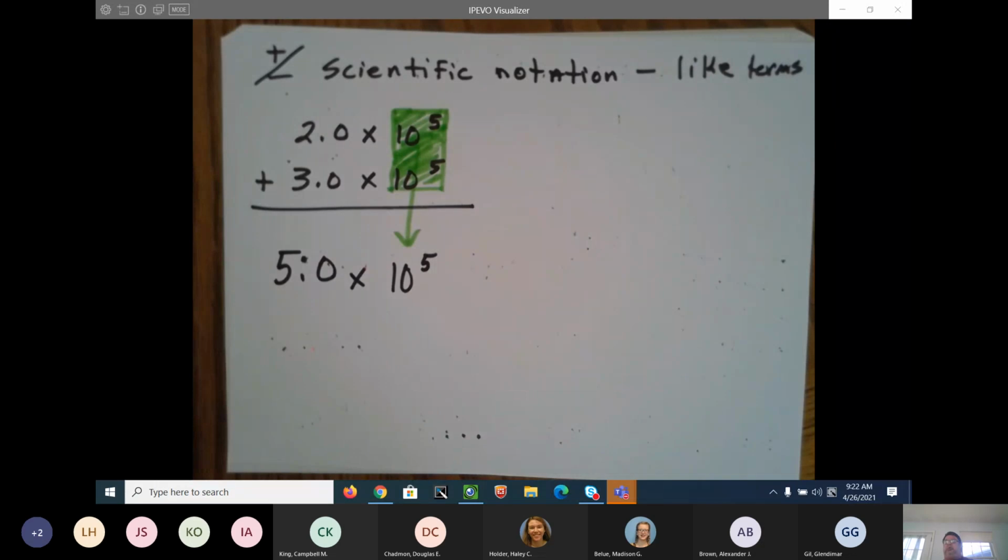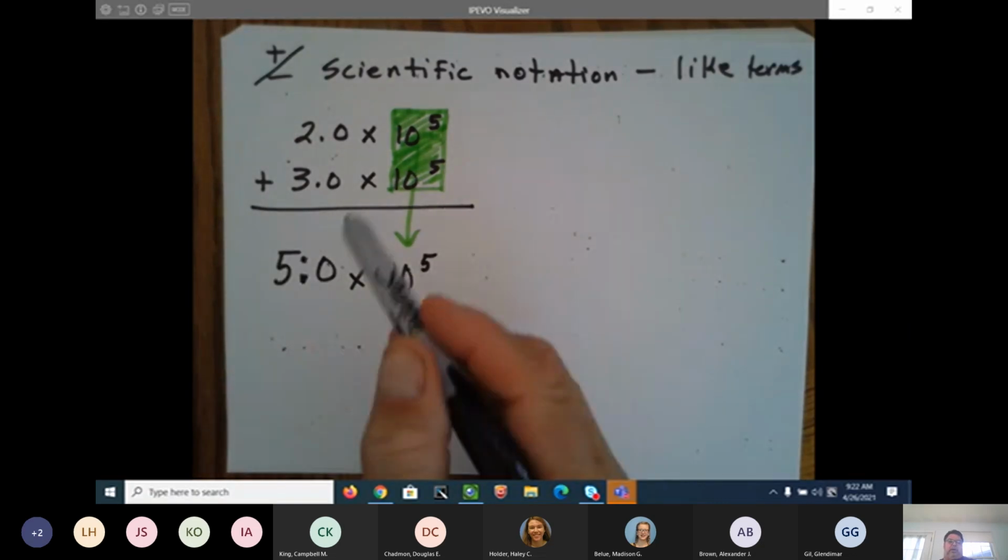Now, I always put scientific notation in terms of a decimal, and I do that because if you need to move the decimal, you know where it is. Okay, so this is how you add or subtract.